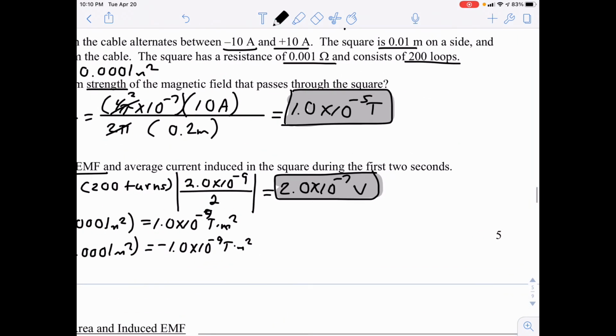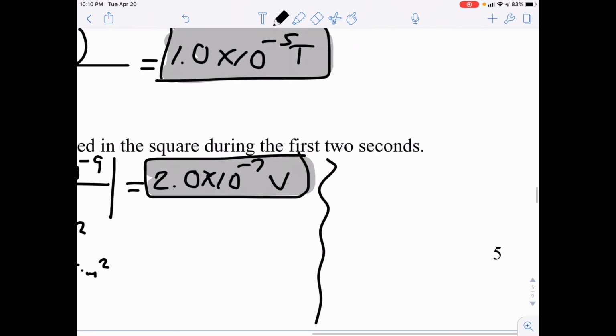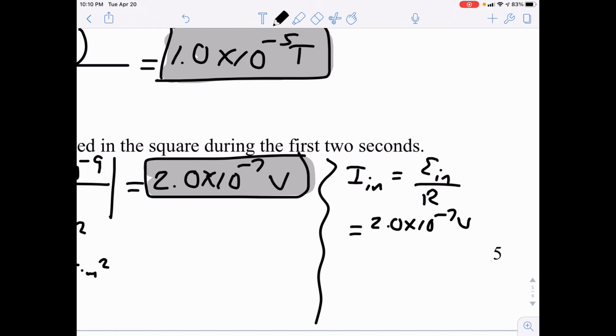And for the induced current, that's pretty easy to find. Induced current is just induced EMF divided by the resistance. It's Ohm's law. So 2.0 times 10 to the negative 7 volts over the resistance of 0.001 ohms is about 0.0002 amps, which is 0.2 milliamps.